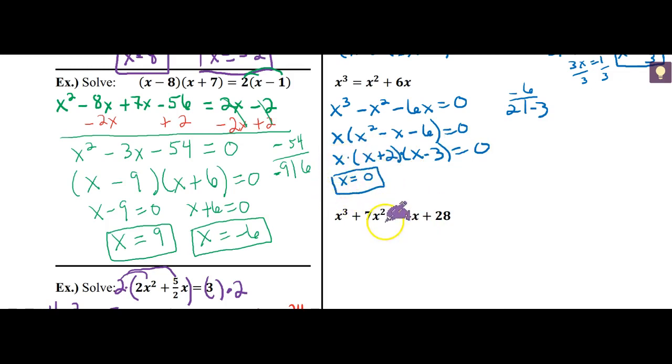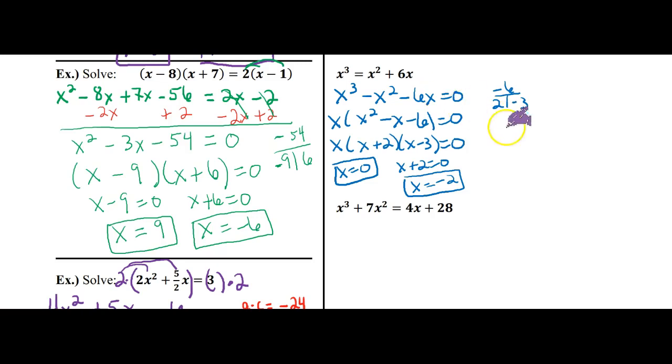From this x. Then I set x plus 2 equal to 0, which means x could be negative 2. That's another solution. Oops, sorry about that. The system crashed for a second. So lastly here, we have x minus 3 could be 0, which means x could equal 3.